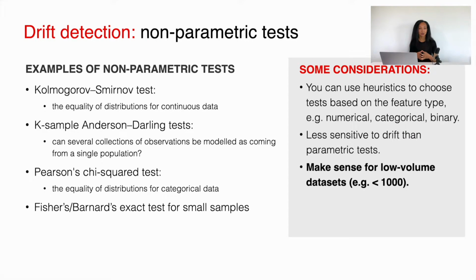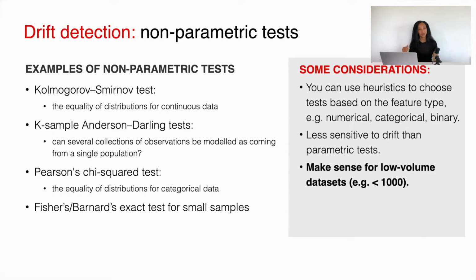The other approach we can use is non-parametric statistical tests. The good news is that they are less demanding in terms of the properties of your data samples, and this is why they are more widely used. The idea here is to check whether the samples have equal distributions, and for doing that you can use the Kolmogorov-Smirnov test, k-sample Anderson test, Pearson chi-square test, and some exact tests like Fisher's and Barnard's.